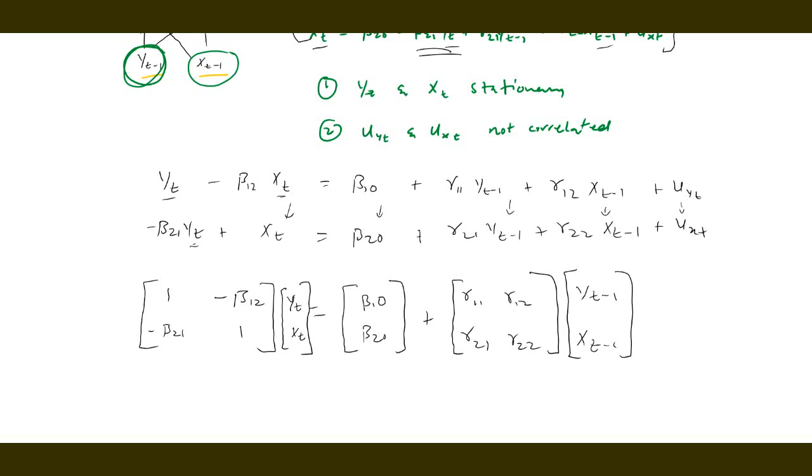So this matrix is basically using the lag variables, and again the last matrix, that is of the error terms, u yt and u xt.